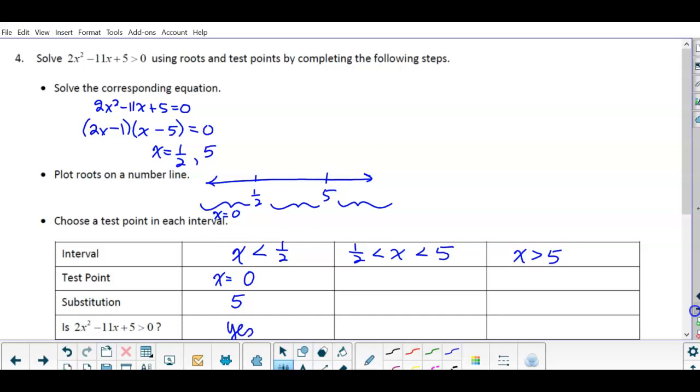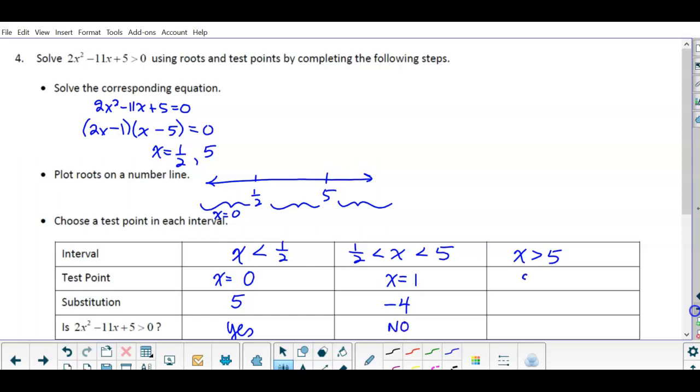Right, then another test point between 1/2 and 5, let's do x equals 1. So if we substitute that in, 2 times 1 minus 11 is negative 9, plus 5 is negative 4. I'm not going to show my work in there, I'm just giving the result. And is that greater than 0? No.